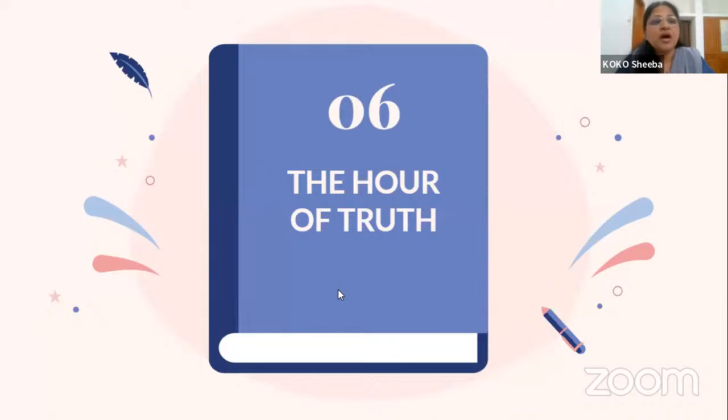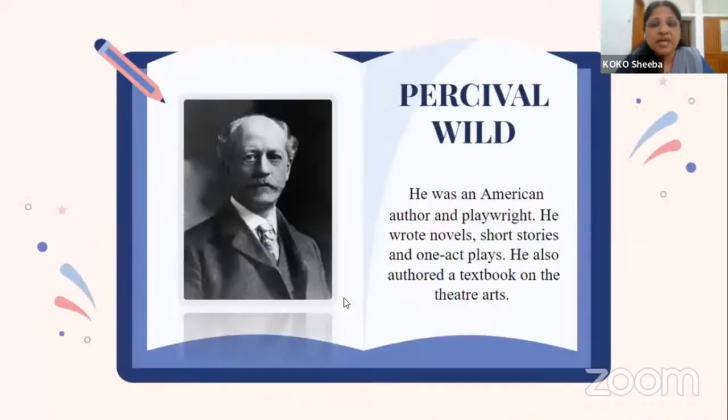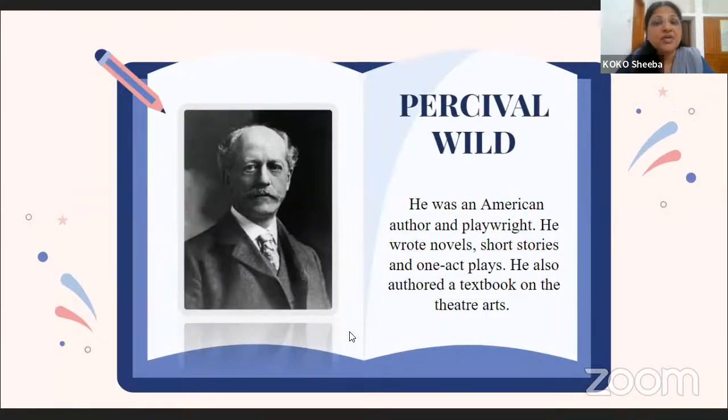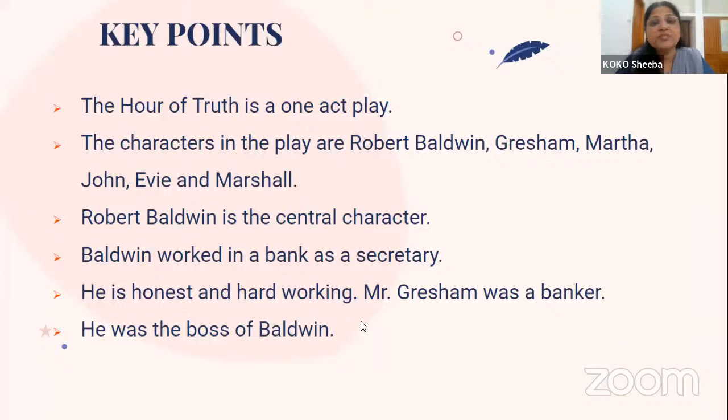Let me begin with Hour of Truth, a one-act play written by Percival Wilde. Coming to the lesson, since it is a one-act play, you need to be familiar with the characters of the play: Robert Baldwin, Martha, his wife, John, his son, Evie, his daughter, then Mr. Gresham, his friend, but he doesn't appear in the play, then Mr. Marshall, president of the Third National, and the maid.